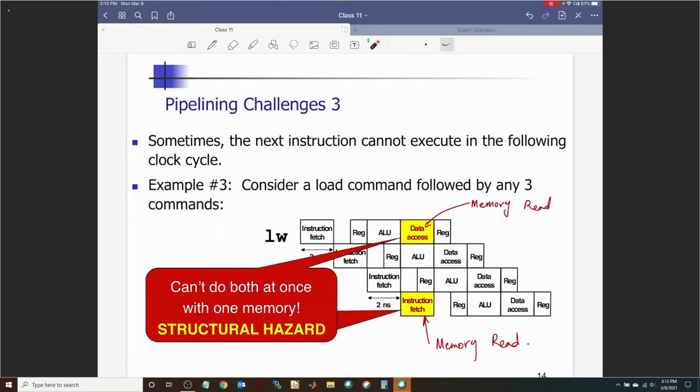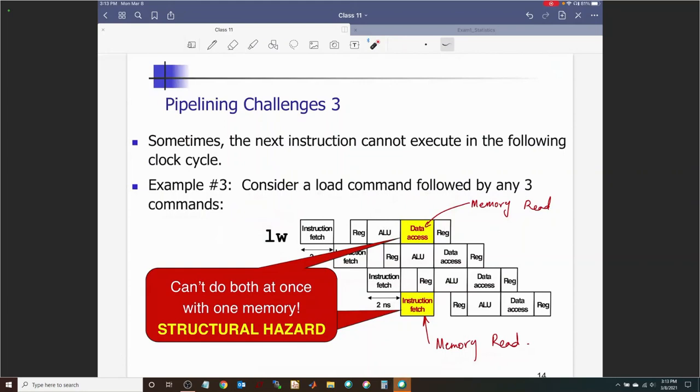But I hope that you guys are seeing that there are going to be patterns, right? Repetitive patterns, right? For every instruction, I have to worry about these things: fetch, register access, ALU, data access, register write. So there is uniformity to instructions.